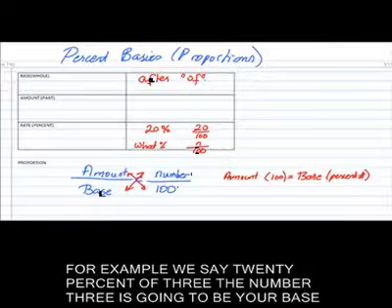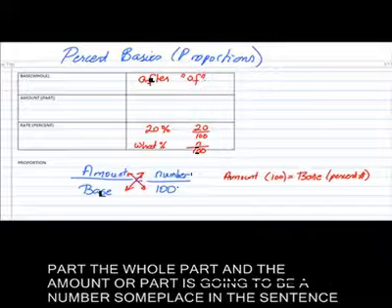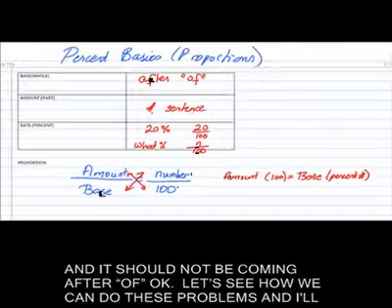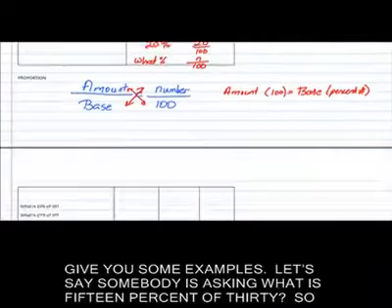Now, the base part usually comes after the word of. For example, if we say 20% of 3, the number 3 is going to be your base part, the whole part. And the amount, or part of it, is going to be a number someplace in the sentence, and it should not be coming after of. Okay? So let's see how we can do these problems, and I'll give you some examples.